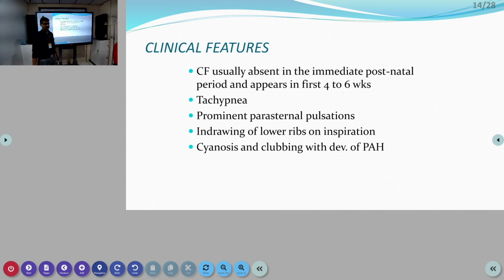Now, the clinical features. Ventricular septal defect patients usually become symptomatic in childhood itself, and usually in the initial 4 to 6 weeks the patient might not have any symptoms. Later the infant develops tachypnea, prominent parasternal pulsations, indrawing of the lower ribs on inspiration, and when they finally develop pulmonary artery hypertension and reversal of shunt, they develop cyanosis and clubbing.